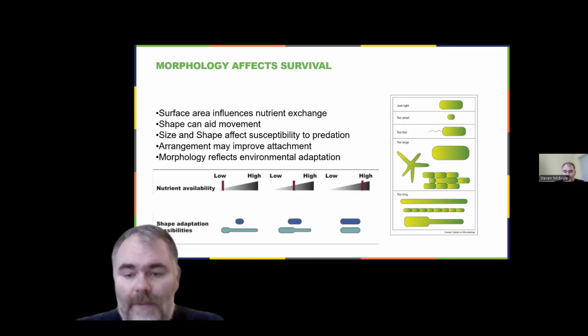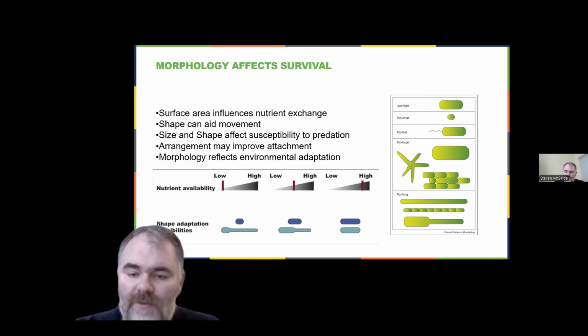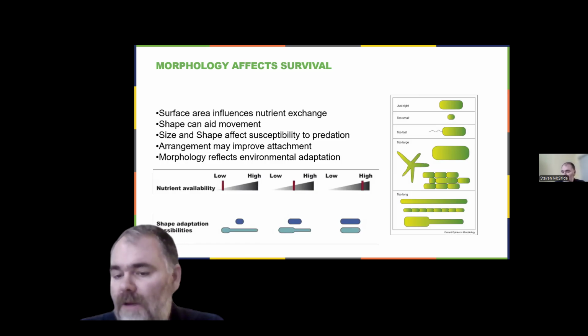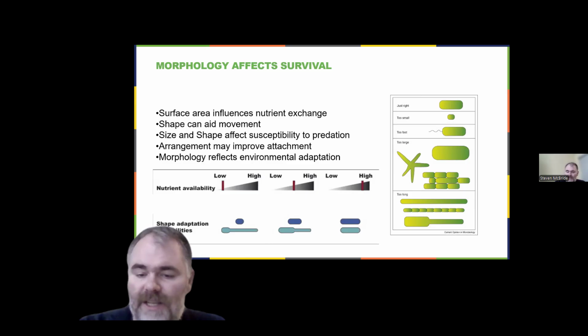Cell shape is not just something microbiologists use for identification. Morphology can directly affect survival. One important factor is surface area. Cells with a high surface area relative to their volume can exchange nutrients and waste more efficiently with the environment. This is especially important for microorganisms because most transport occurs across the cell surface. Shape can also influence movement. For example, spiral shaped cells may move more efficiently through liquids or mucus-like environments. Cell size and shape may even affect susceptibility to predation. Some morphologies can make microbes harder for predators or protists to capture and consume.